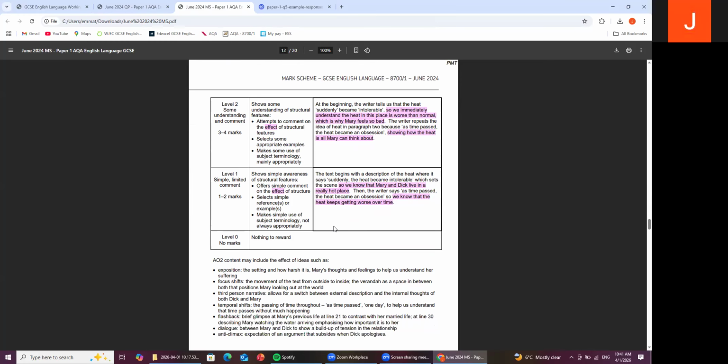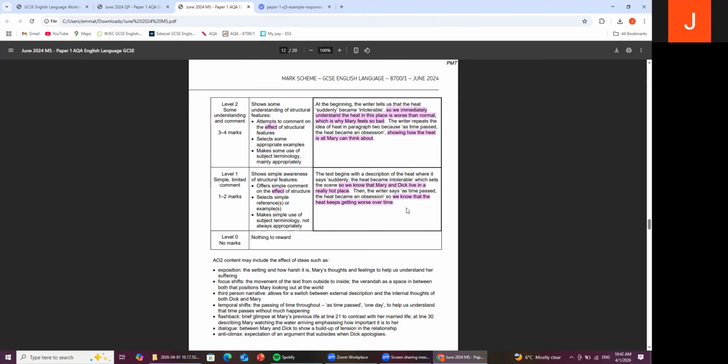So I'll just leave that there on the screen. I'm sure you don't need me to read that for you. But it's a very simple response that we can award 1 to 2 marks for as examiners. The text begins with a description of the heat where it says, "suddenly the heat became intolerable," which sets the scene so we know that Mary and Dick live in a really hot place. Then the writer says, "as time passed, the heat became an obsession." So we know that the heat keeps getting worse over time.